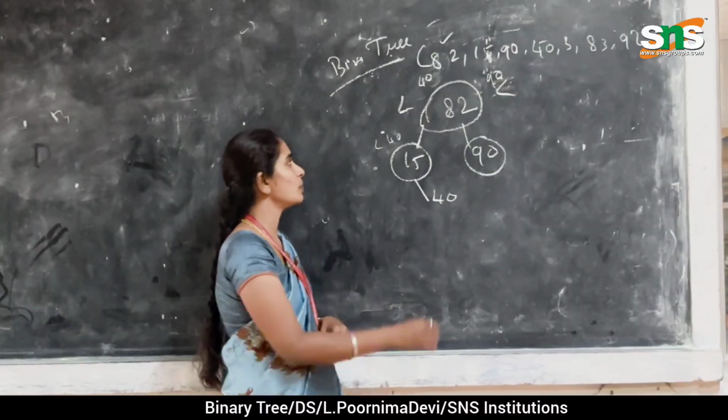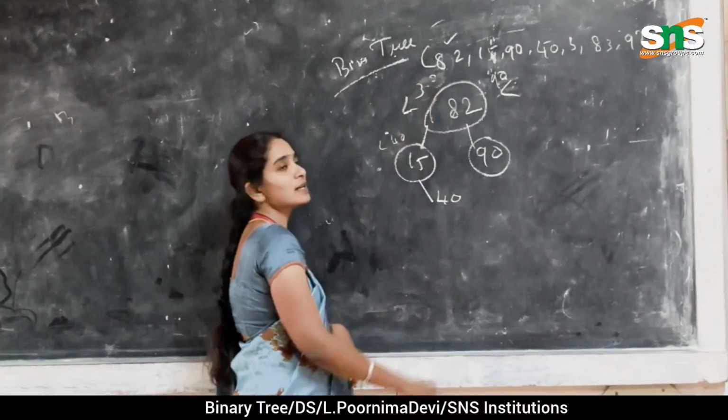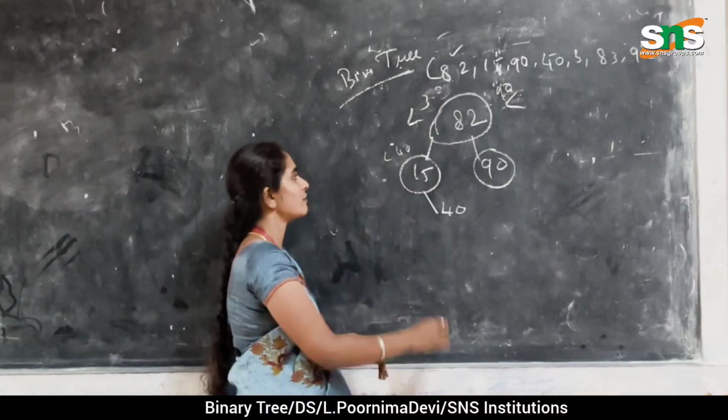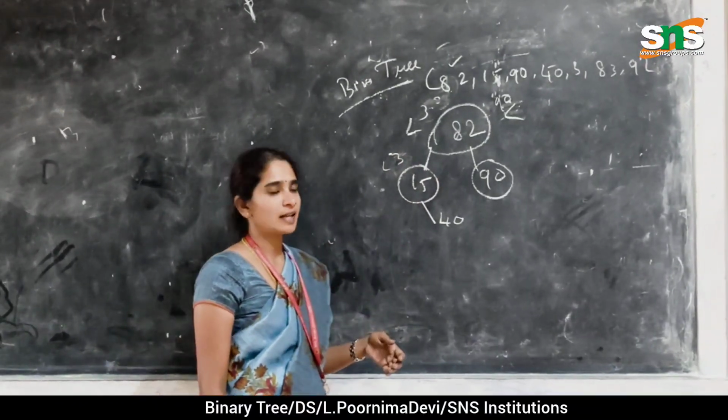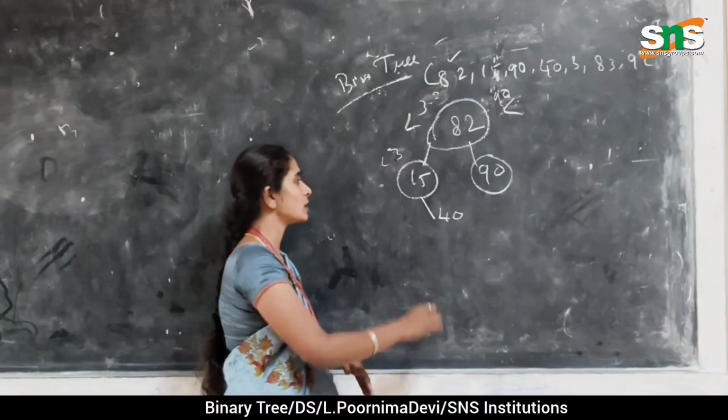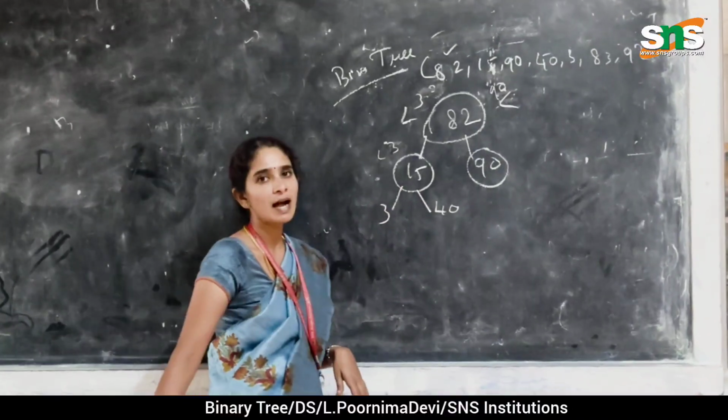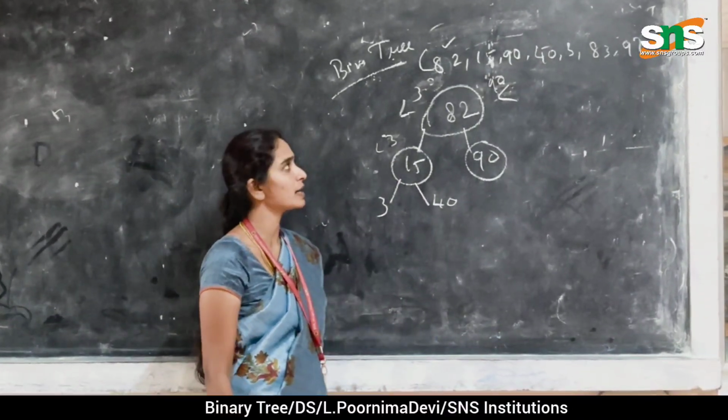The next is 3. 3 is less than the root node, so we move to the left side. Next we check with the element 15. It is absolutely a smaller element, so we move the value 3 to the left side of the parent element 15.